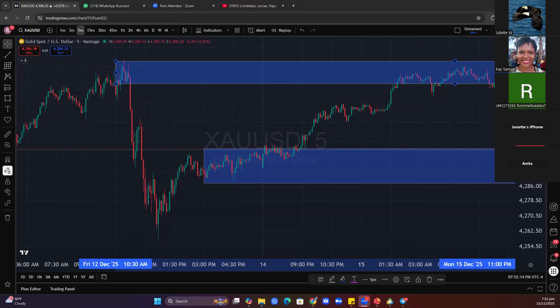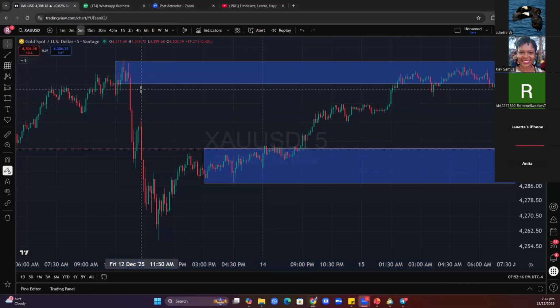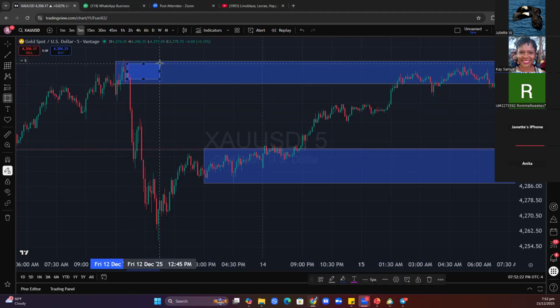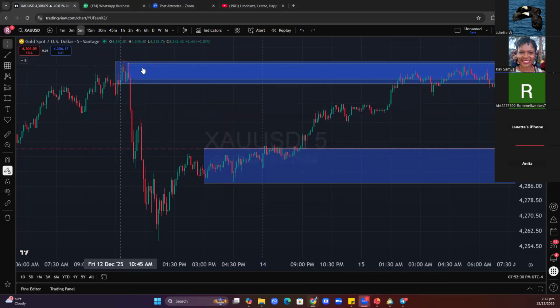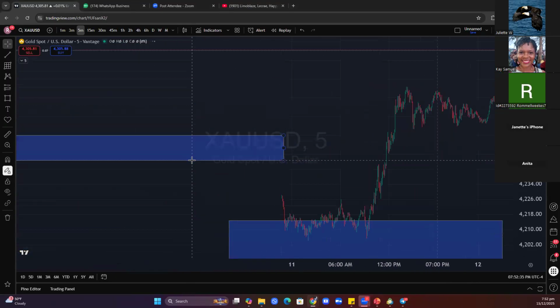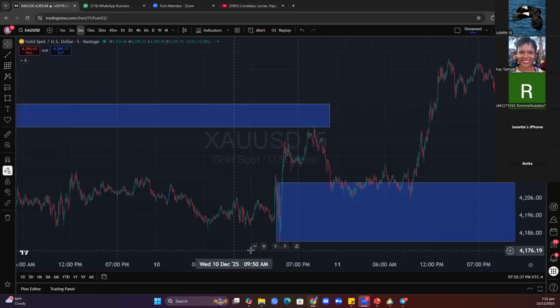Awesome. Let's keep it moving. So, for example, you see here that price came into that particular area. Price came back to that particular area on a 5-minute time frame.